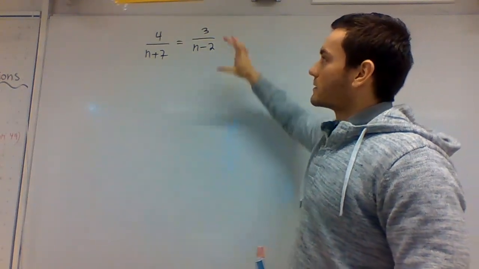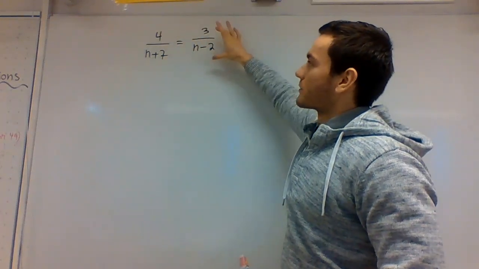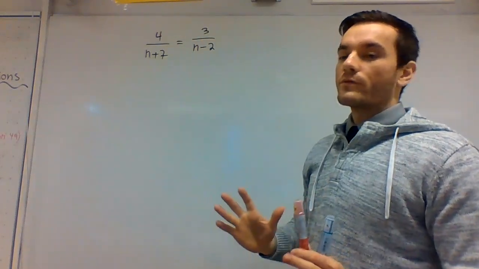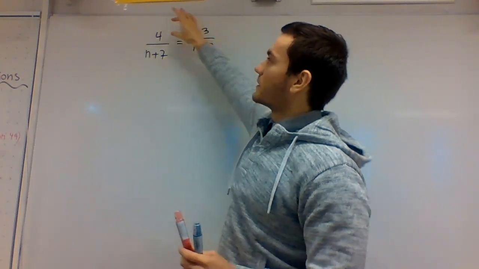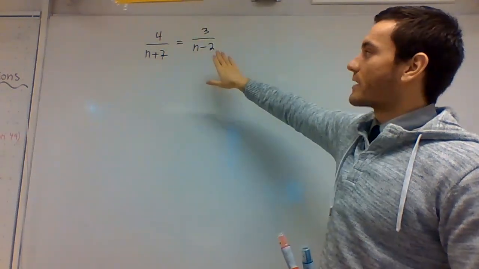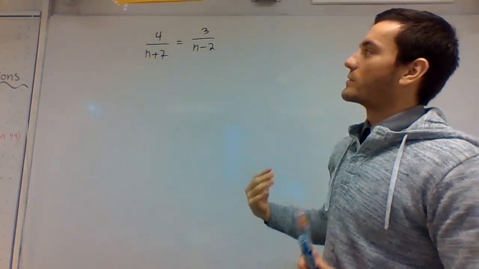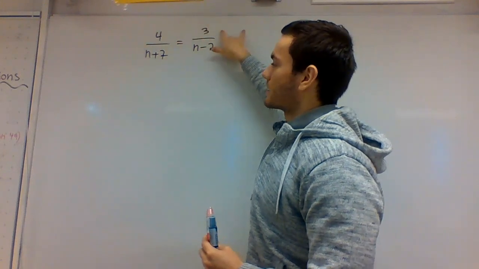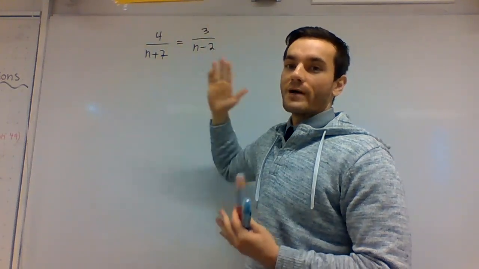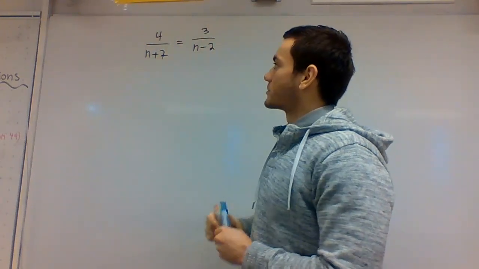So same idea. I have a fraction equal to another fraction. I don't really like working with fractions, so I want to change this. I'm going to take this denominator and move it to this side of the equation so that I no longer have a fraction on this side. And then I'm going to do the same thing: take this denominator and move it to this side of the equation. So again, I'll no longer have a fraction on this side. Let's just do this one first.